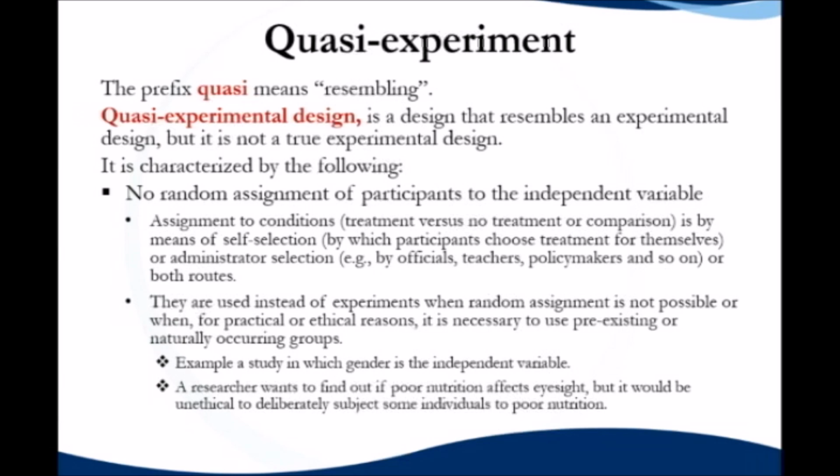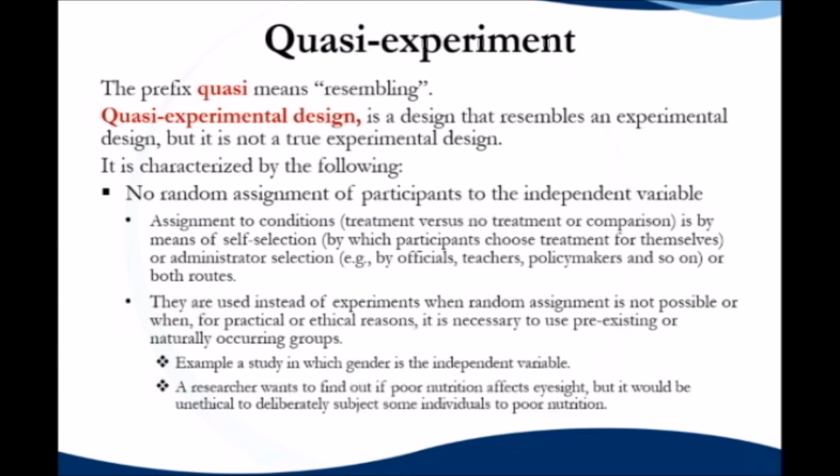For example, if your variable of interest is gender, you cannot assign people to a gender. That attribute is inherently there in them. So you cannot randomize. So this kind of design, by default, you would have to use. For example, if you want to look at IQ scores of grade 1 learners, and you want to compare males and females, you cannot randomize there. You just have to take the males and measure them, the females and measure them, and then compare. And another example is if you want to look at whether poor nutrition affects eyesight.